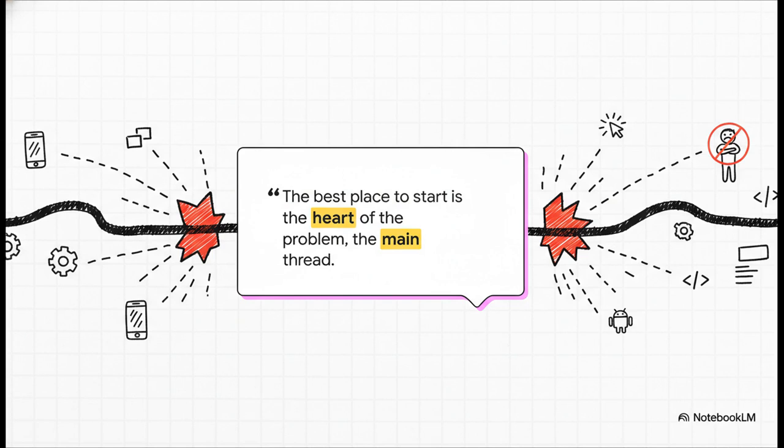And that quote, it absolutely hits the nail on the head. Every single ANR investigation begins, and frankly ends, with the main thread. When that thread gets bogged down, everything the user is trying to do comes to a grinding halt. So the real question is, what's blocking it?